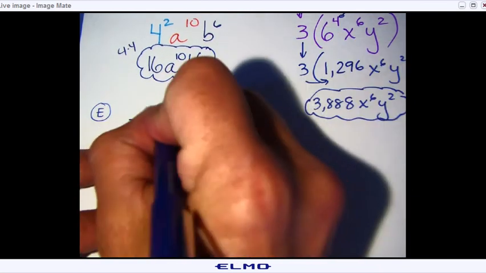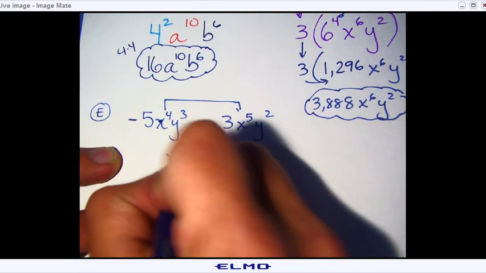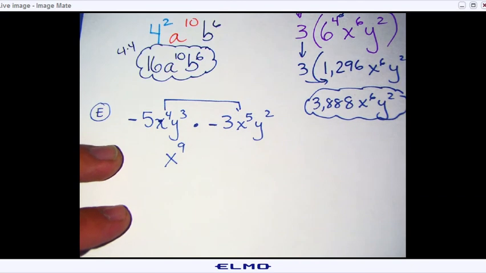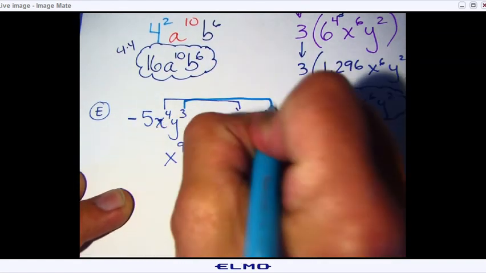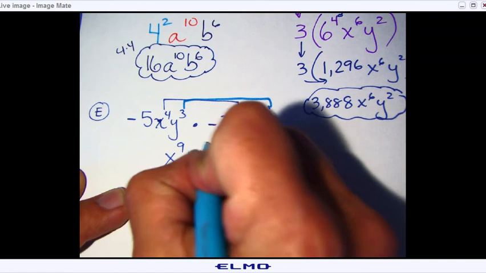All right, so the x with the x, that's going to be x to the power of 9. They're just working out together, right? That's a good analogy, actually. And then what about the y's? They're just working out together. 3 plus 2, that's 5, right? See that? y to the 5th.